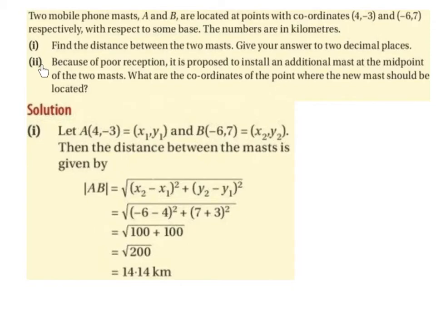Part 2: because of poor reception, it is proposed to install an additional mast at the midpoint of the two masts. What are the coordinates of the point where the new mast should be located?